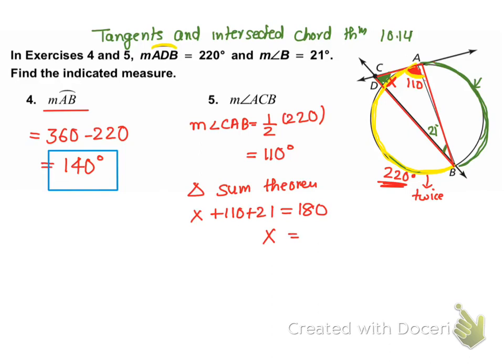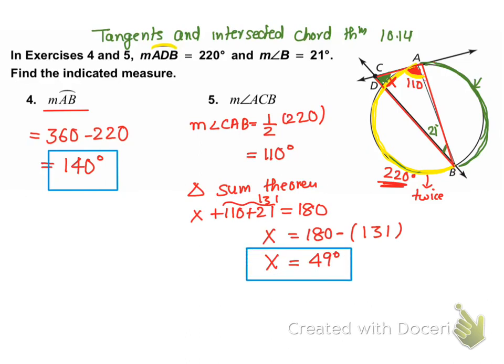So in this case you're going to get your answer when you solve it. x is 180 minus 131. There is a middle step: when you add these two, you get 131, and subtract 131 from both sides. So x is going to be 49 degrees. That's your answer. All right, so we're done with this problem. Let's move to question number 6.